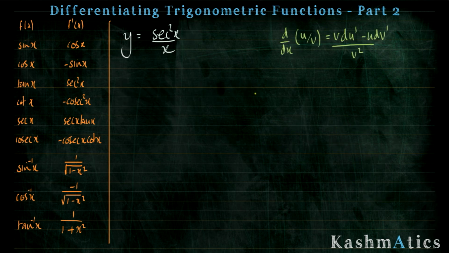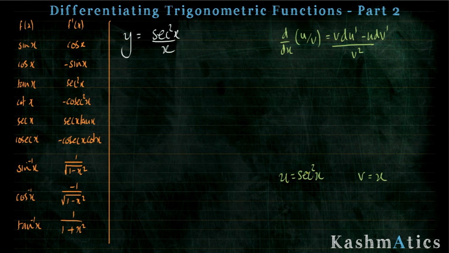Right, and finally we've got some quotient rule examples. Now remember, with these it is important which one is u and which one is v. Remember, the numerator has to be u and the denominator has to be v. Okay, so let's just give ourselves a bit of room here. So we got u is equal to sec squared x, and v is equal to x. Now this one is actually a little bit tricky, alright?